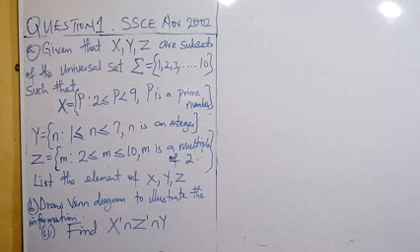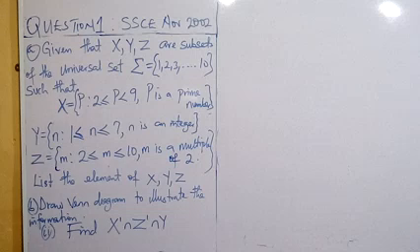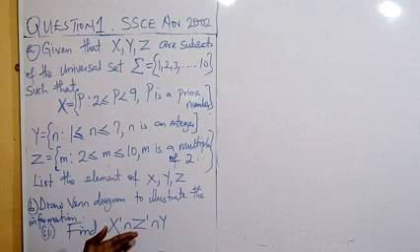Now the question is, list the elements of X, Y, Z. That's the first question. The second, draw a Venn diagram to illustrate the information. And the third one, find X prime intersection Z prime intersection Y. You know, it's as simple as ABC. All right, let's solve it together.